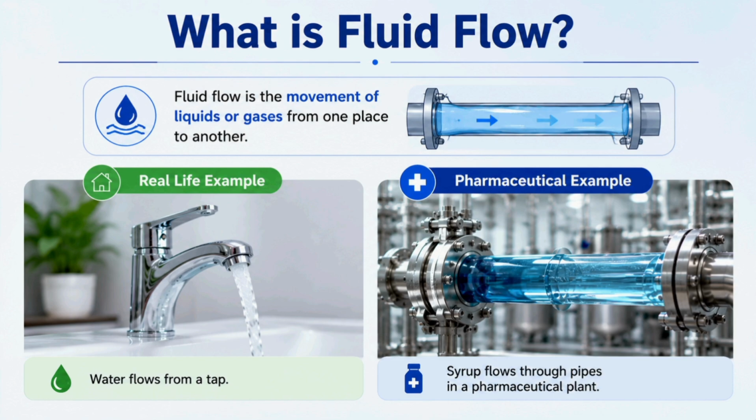Scientists study fluid flow to design safe and efficient manufacturing systems. Proper flow prevents medicine wastage, and understanding flow behavior helps industries save time and money. Okay, so real life examples are honey flowing slower than water, and air flowing from a fan. Pharmaceutical examples are cough syrup moving slowly during filling operations, and oxygen gas flowing through hospital cylinders.